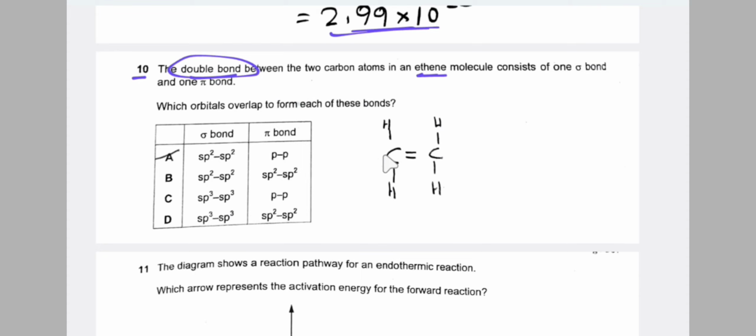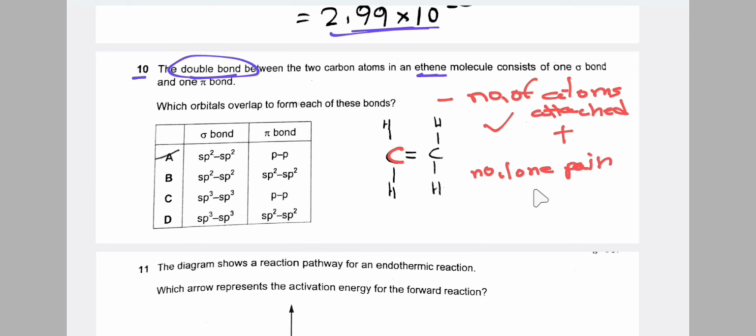To find the orbital overlap for the sigma bond, this carbon atom and this carbon atom are sp2 hybridized. Why are they sp2 hybridized? Because the hybridization is calculated by the number of atoms attached plus the number of lone pairs. This carbon has 4 electrons and all 4 are involved in bonding, so there is no lone pair. And how many atoms are attached to this carbon? 1, 2, 3. So in total 3 atoms are attached to this carbon.